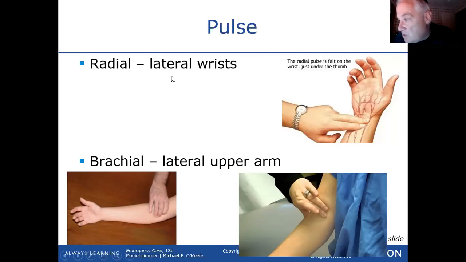Okay, so the radial pulse we said is on the lateral or thumb side of the wrist. And you see here, they're compressing the pulse, the artery, down over the radial bone, which is the bone on the lateral side of the wrist, okay?